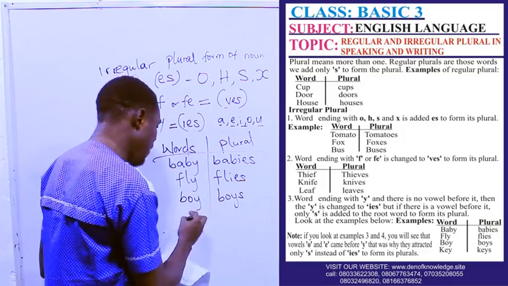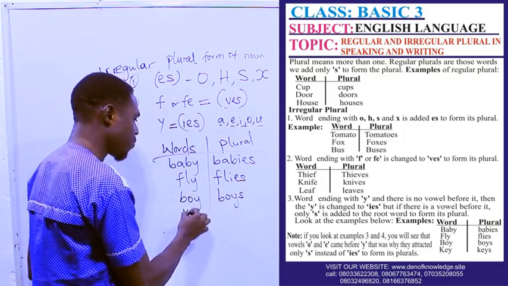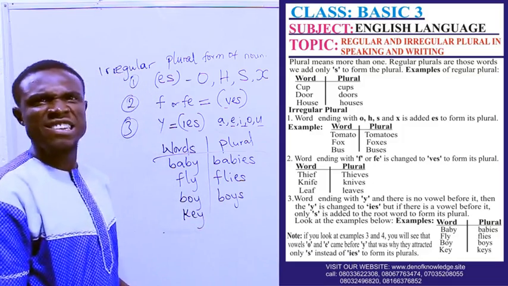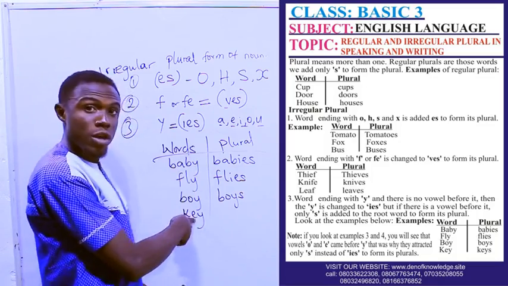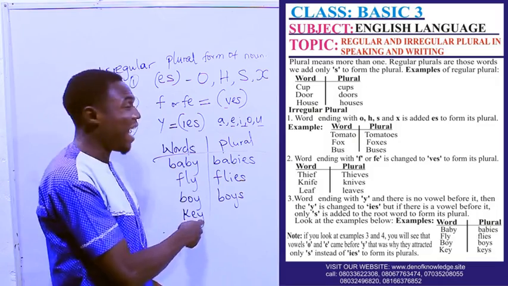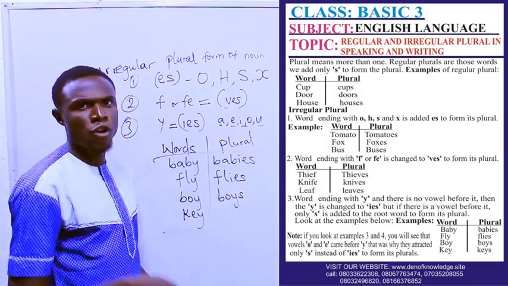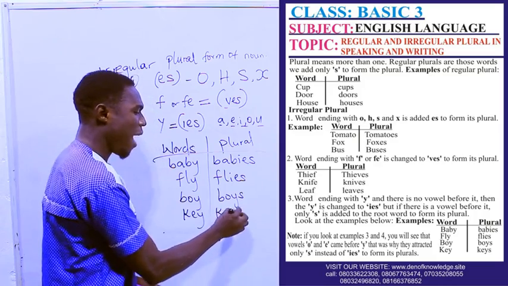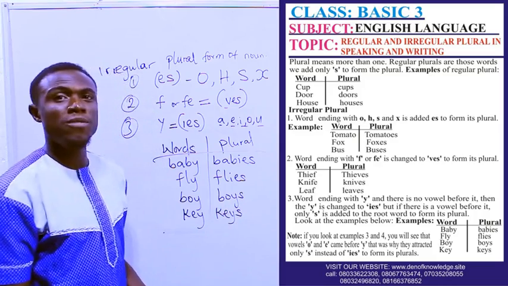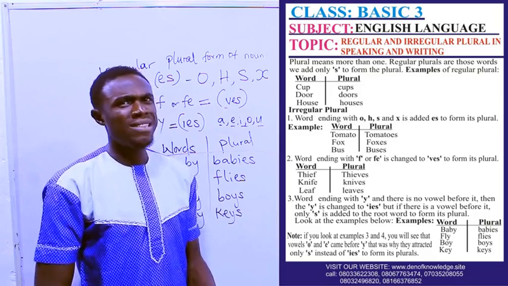We have the last one. Key. Let's change it. E comes before Y, and E is a vowel. So you don't remove the Y. You keep the Y and just add S. It becomes keys. I hope you understand this.